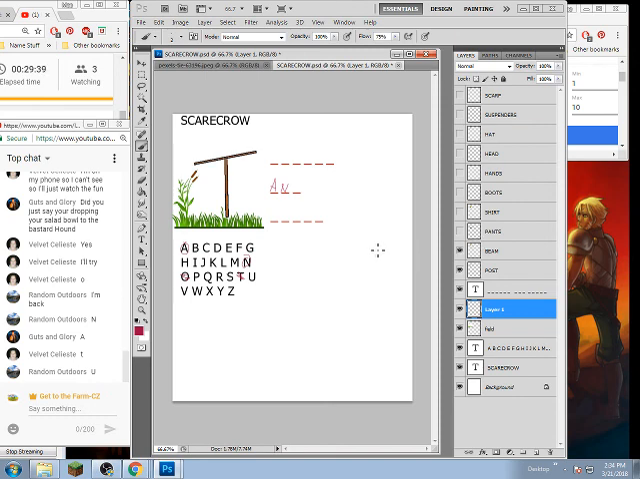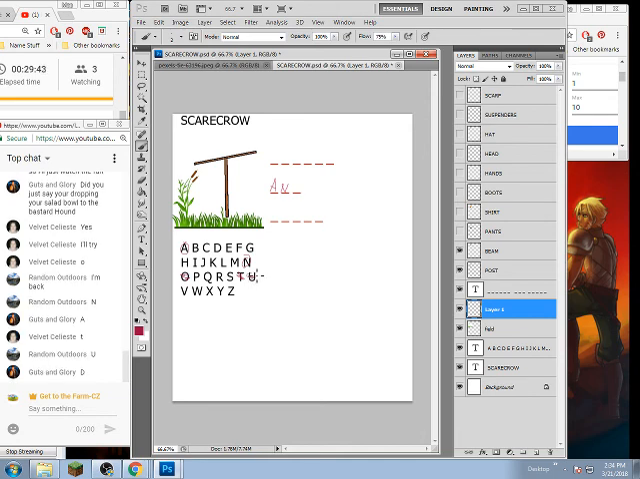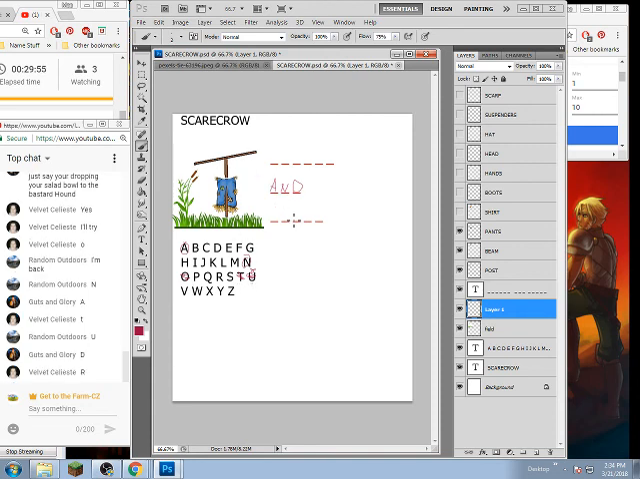Random's going with the letter U. There are no U's. And Guts going with the letter D. That would fill in the middle word with and. And that's a D right there.